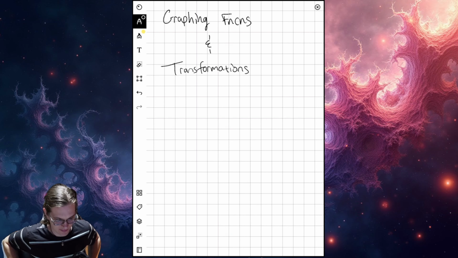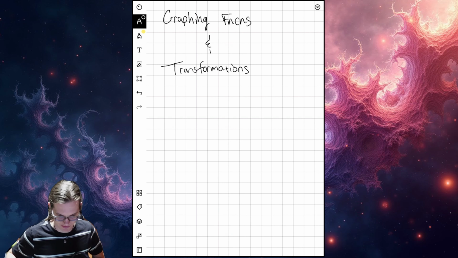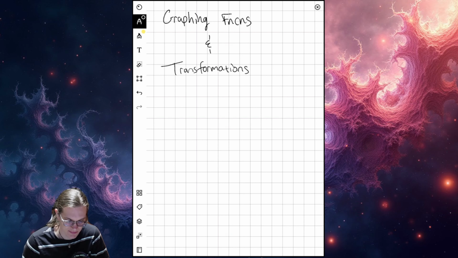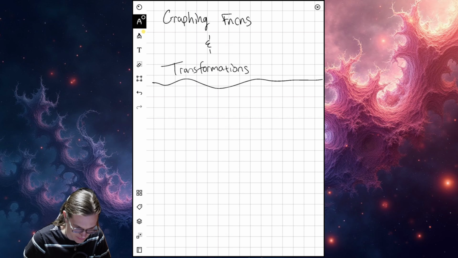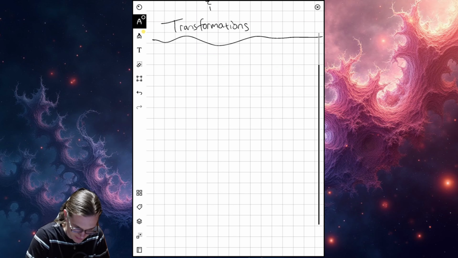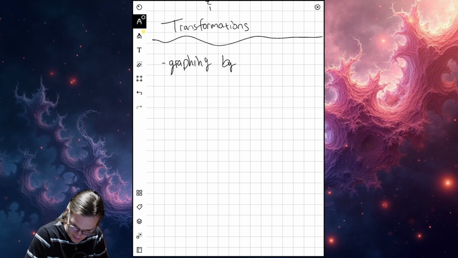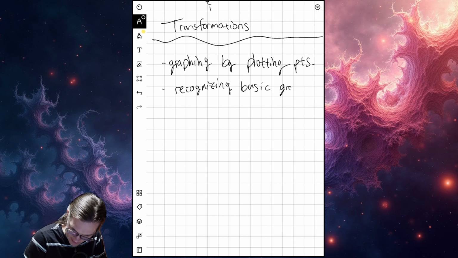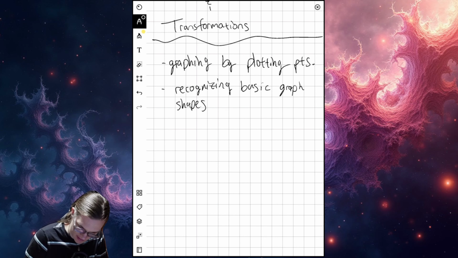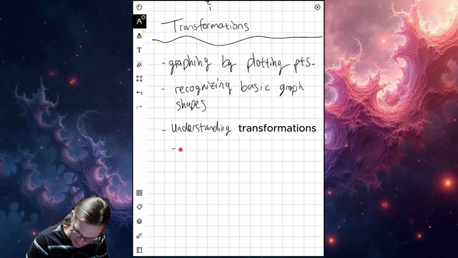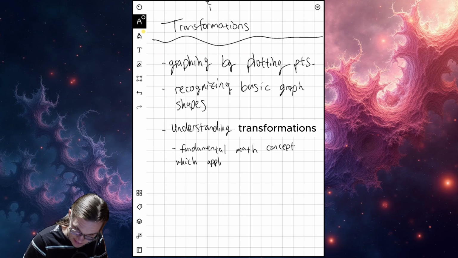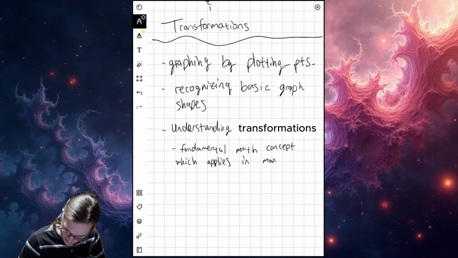Okay. In the previous video, I sketched a few graphs for the purpose of demonstration, but let's get a little bit more rigorous about it in this one. So in this video, we will cover graphing by plotting points, recognizing basic graph shapes, and understanding transformations, which is another fundamental math concept which applies to many things.